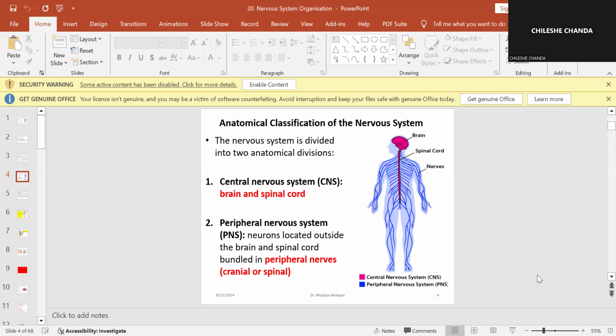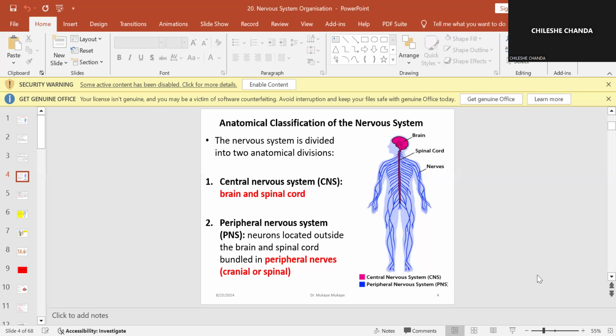We are saying that the nervous system is divided into two major divisions, the central nervous system and the peripheral nervous system. The central nervous system is comprised of the brain and the spinal cord, whilst the peripheral nervous system is comprised of neurons that are located outside the brain.